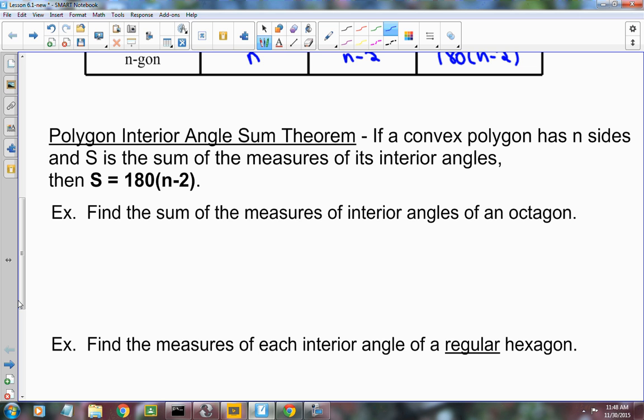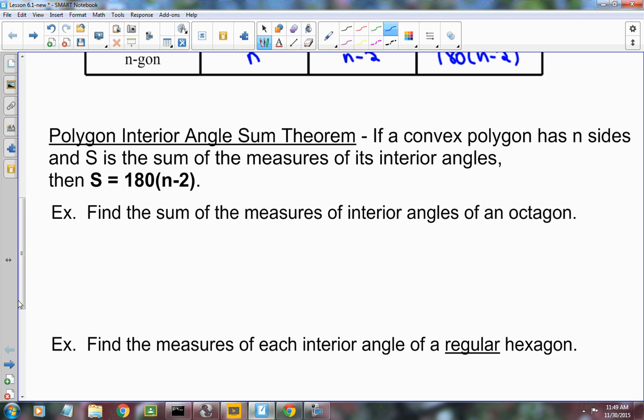Okay, let's say that there were 25 sides. What would we do? 180 times n minus 2, and n is 25, so it'd be 180 times 23, right? Because there's 25 sides, so it's 180 times 25 minus 2, which is 23. Okay, good.